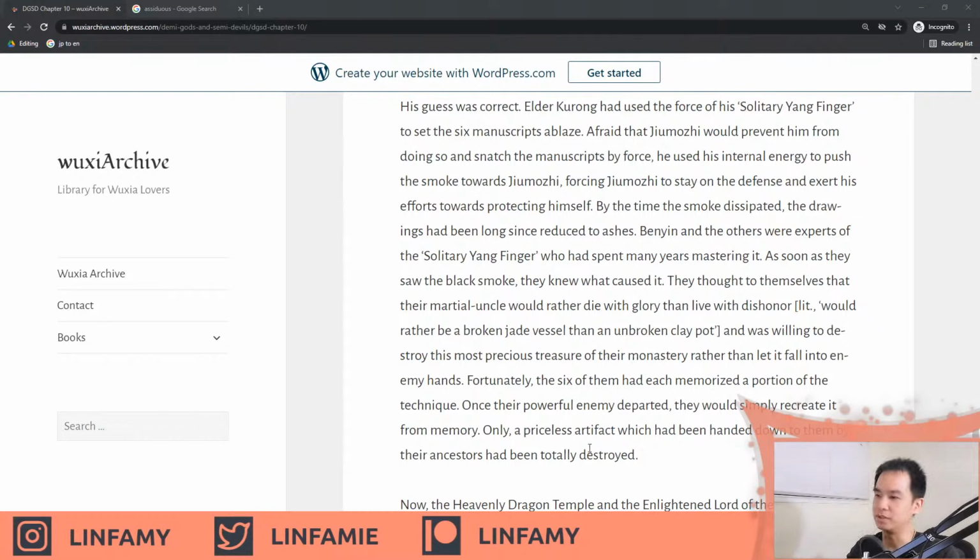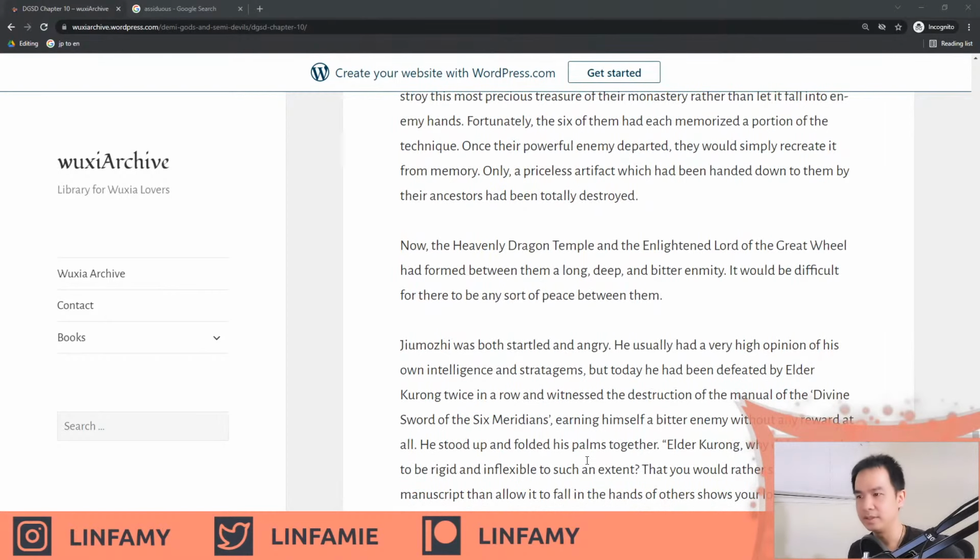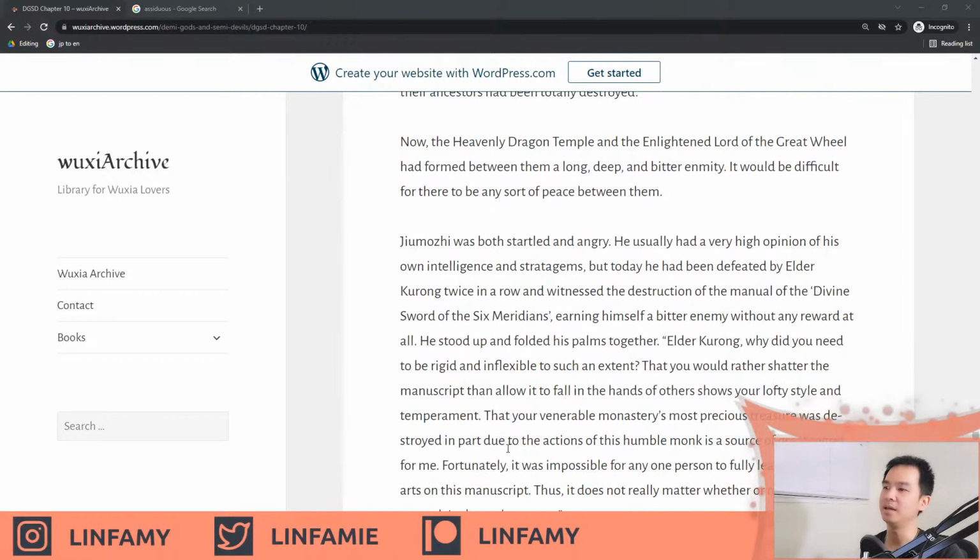Only a priceless artifact, which had been handed down to them by their ancestors, had been totally destroyed. Now the heavenly dragon temple and the enlightened lord of the great wheel had formed between them a long, deep, and bitter enmity. It would be difficult for there to be any sort of peace between them. Jiumozu was both startled and angry. He usually had a very high opinion of his own intelligence and stratagems, but today he had been defeated by Elder Kurong twice in a row, and witnessed the destruction of the manual of the divine sword of the Six Meridians, earning himself a bitter enemy without any reward at all.